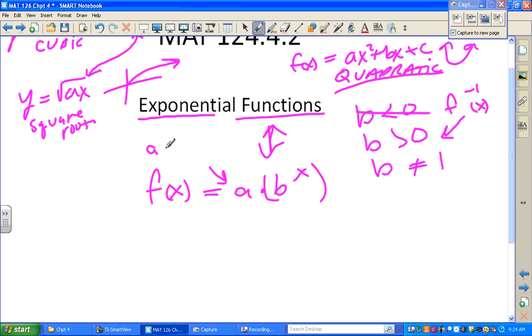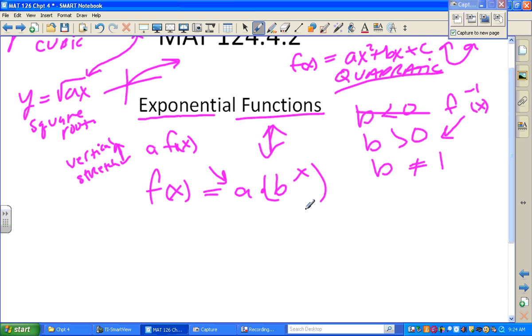A outside the function, remember how it reacts with the function? What's A do outside the function? Right, it's a vertical stretch or compression. So that's a vertical stretch, or compression, however you look at it.